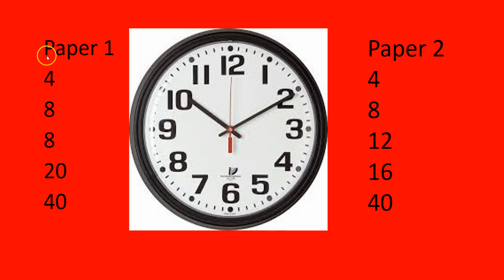So in Paper 1, there are 5 questions worth 4, 8, 8, 20 and 40 marks. In Paper 2, 5 questions worth 4, 8, 12, 16 and 40 marks. And a lot of people are saying, well, shouldn't I just start with the 40 mark question and then maybe go to the 20 mark question and work backwards so that if I run out of time, I'm only suffering on the lower mark questions? Well, there are 2 different approaches to this, but the simple answer is no.